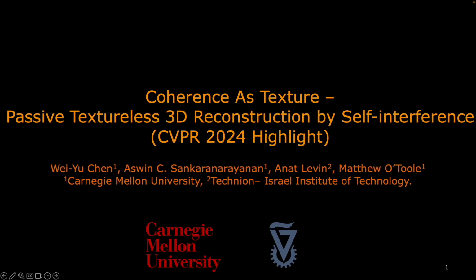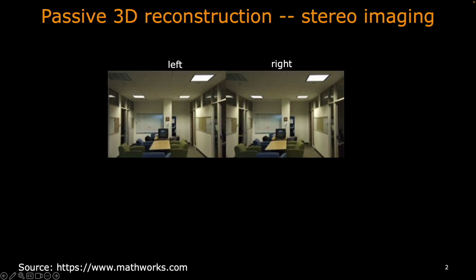In this video, we are going to explain our work, Coherence as Texture, which has been selected as a highlight poster in CVPR 2024. Stereo imaging is the most classical algorithm for passive 3D reconstruction.